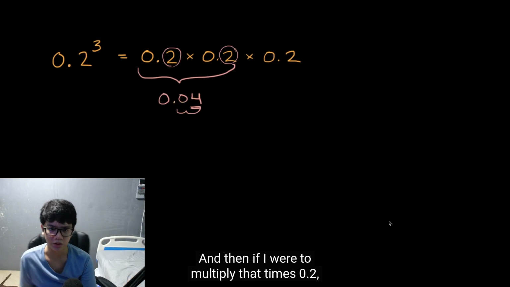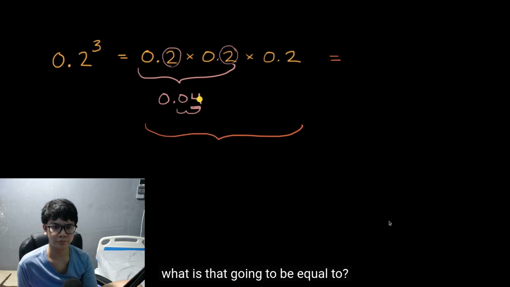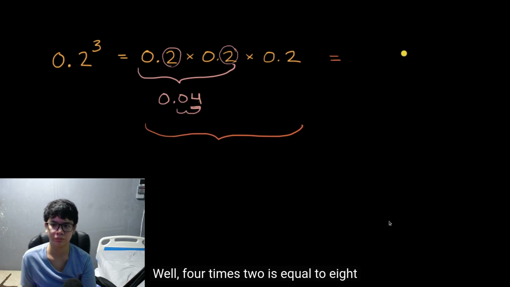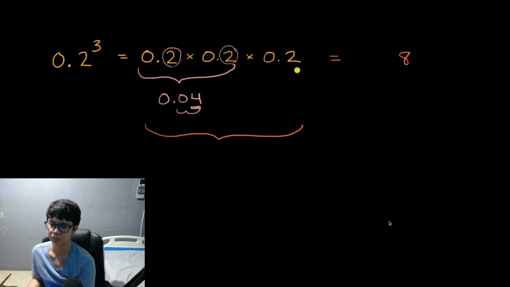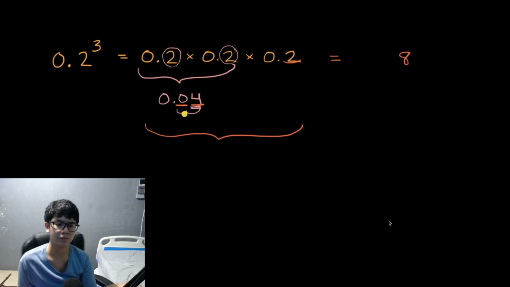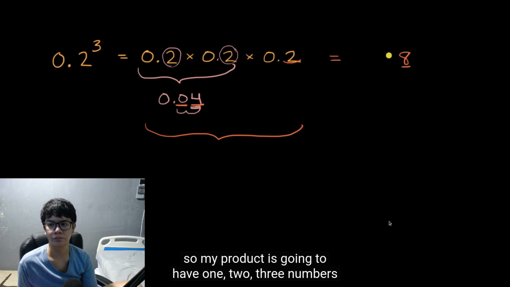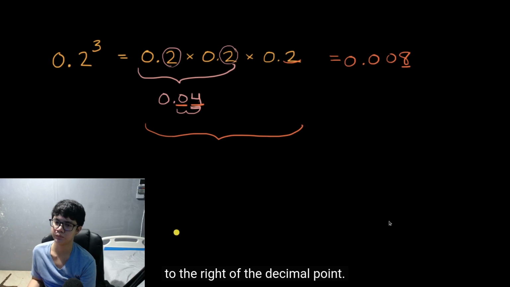And then if I were to multiply that times 0.2, what is that going to be equal to? Well, 4 times 2 is equal to 8. And now I have 1, 2, 3 numbers to the right of the decimal point. So my product is going to have 1, 2, 3 numbers to the right of the decimal point.